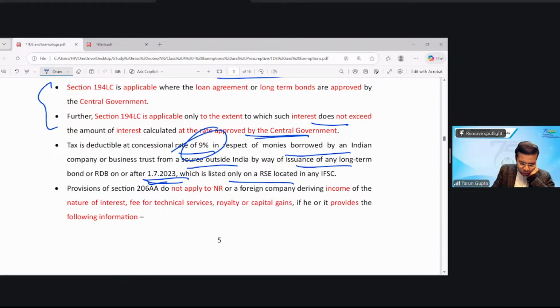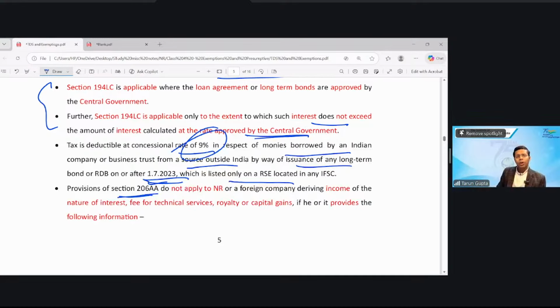You know, there's a provision, section 206AA. What does it say? It says that if the recipient does not provide its PAN, then tax is deducted at a higher rate.